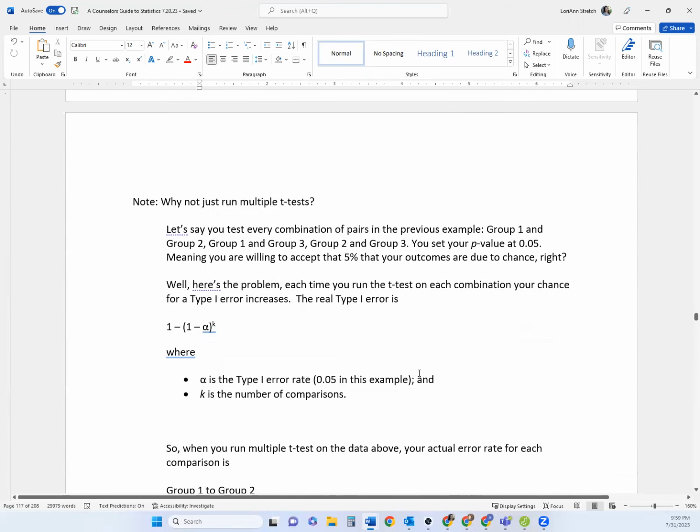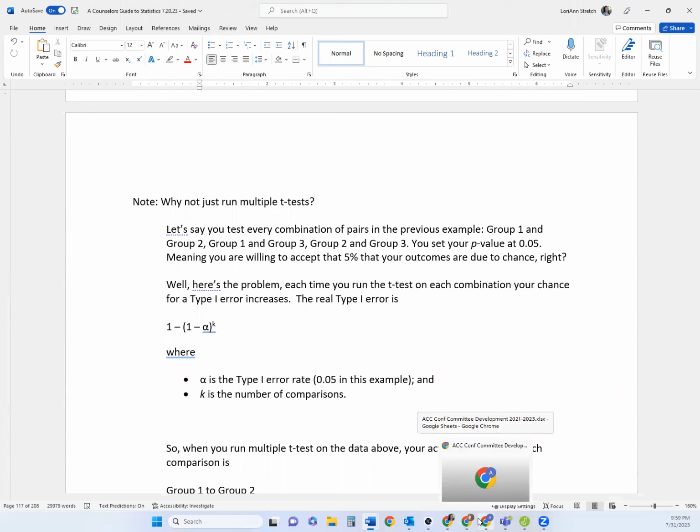So oftentimes students will say, oh my goodness, Dr. Elliott, that was a lot. So why do we not just run multiple t-tests? Well, whenever you run a combination of tests between group 1 to group 2, group 2 to group 3, group 3 to group 1, all of that, you want to set your p-value at 0.05, right? Because you're only willing to accept a 5% chance that chance alone is at play. Well, here's the problem. Every time you run a t-test on a combination of data, your type 1 error, your risk for type 1 error, increases.